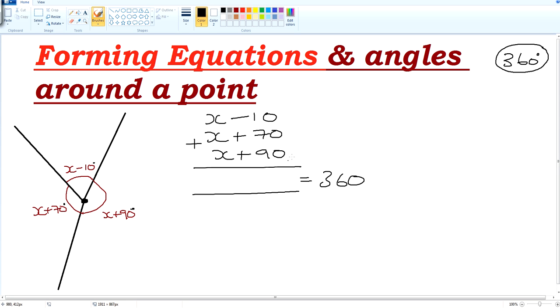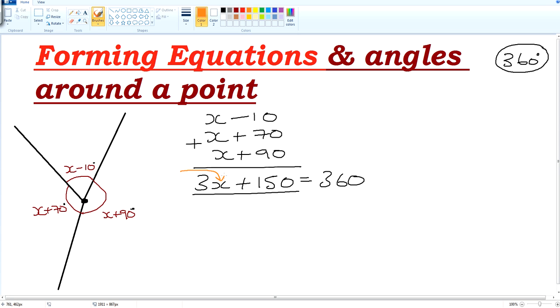Now, I have minus 10 plus 70. What is minus 10 plus 70? It is equal to 60. 60 plus 90 is equal to 150. x plus x plus x will give us 3x. Lovely. So all of these angles currently add up to 3x plus 150. We know that should give us a total of 360. Now we need to solve for x.